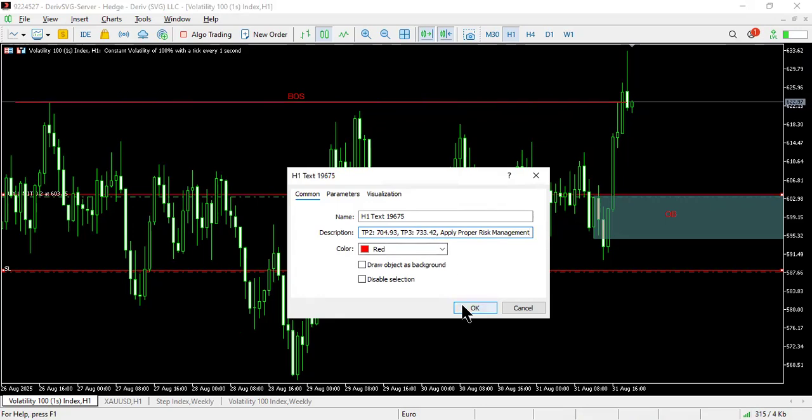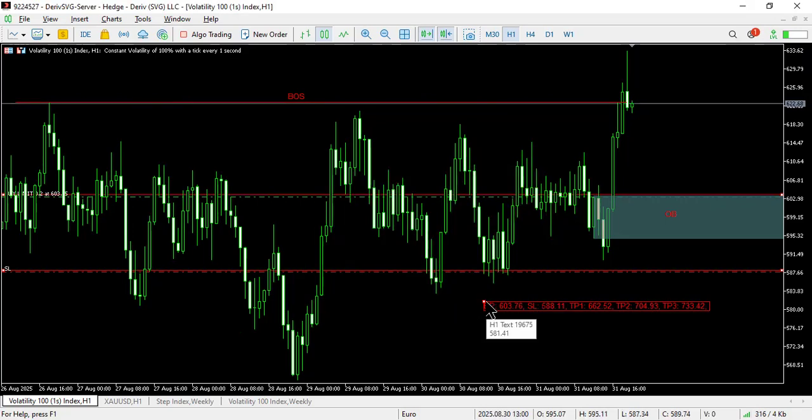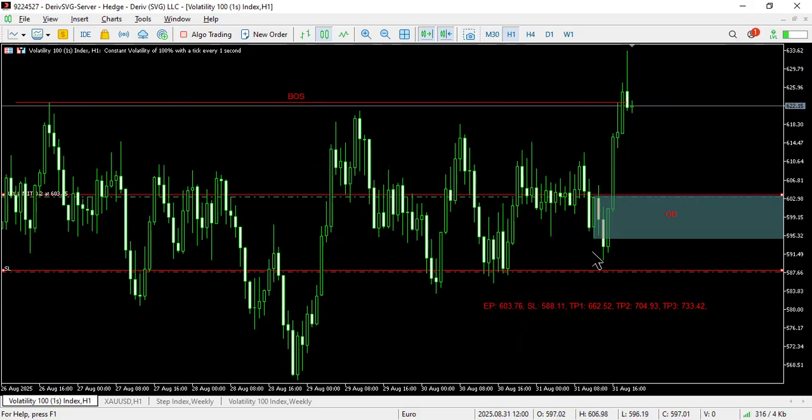Always apply proper risk management. So those are the coordinates, the entry price, and then our stop loss, our TP1, our TP2, and then our TP3. So this is a real account I'm trading.